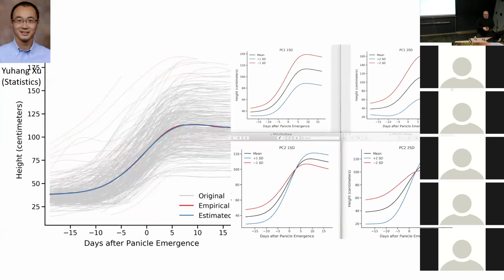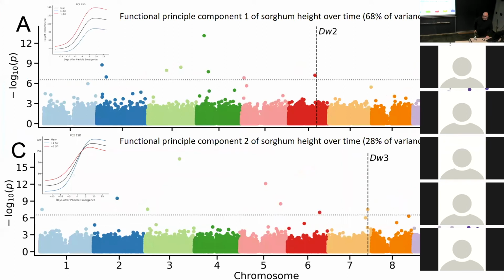So now for every plant, we can describe this curve as a combination of 4 principal components. These two explain most of the variation. And we can do GWAS just using these principal components that describe the shape of the curve as our metrics instead. And when we do that, we get some very clean signals. So, okay, 68% and 28%. Dwarf 1 and dwarf 2 are both identified with principal component 1, and dwarf 3 with principal component 2.